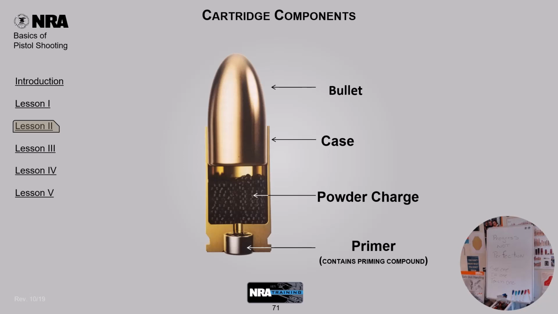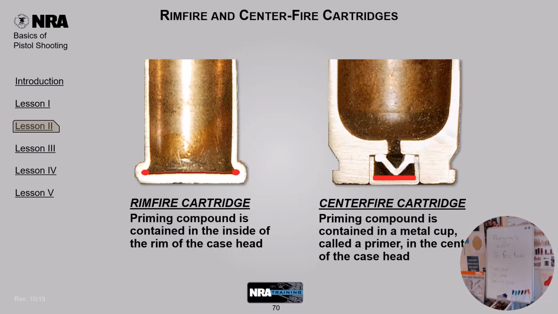All right, difference between rimfire and center fire cartridges. In a rimfire cartridge, the priming compound is contained inside the rim of the case head. Those red areas are the part that creates the spark that lights this stuff on fire. In center fire cartridges, the priming compound is contained in a metal cup called a primer in the center of the case head. Size-wise, it's generally a little bit smaller. Rimfire is known for having misfires, which we're going to learn about shortly.